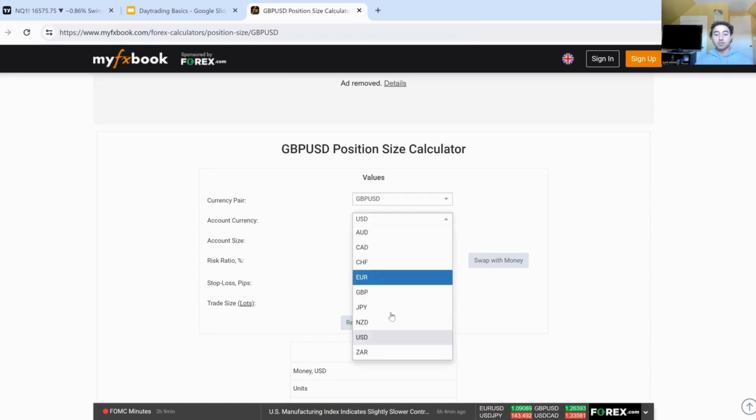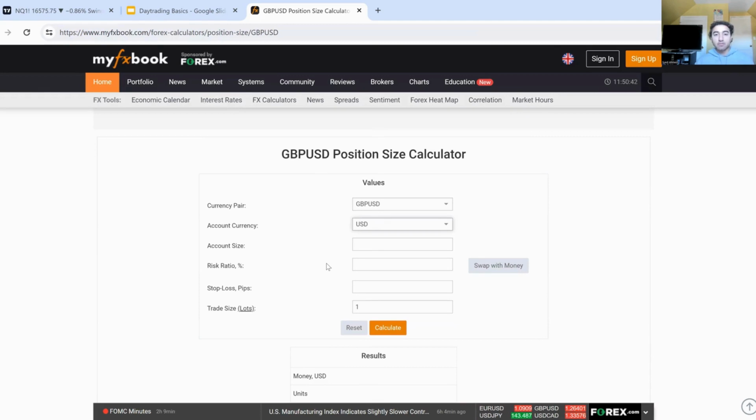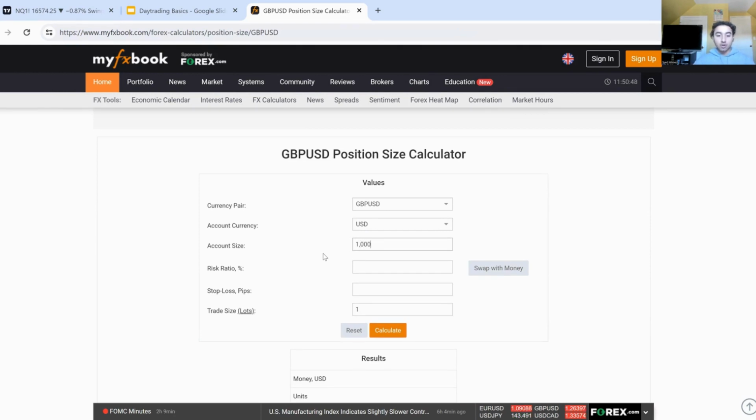What's your account currency in? You'll notice it has a different currency. I'm going to select US dollars because I trade off that, and a lot of you watching this are probably in US dollars. Now you're going to select your account size. Let's say you're trading with $1,000.